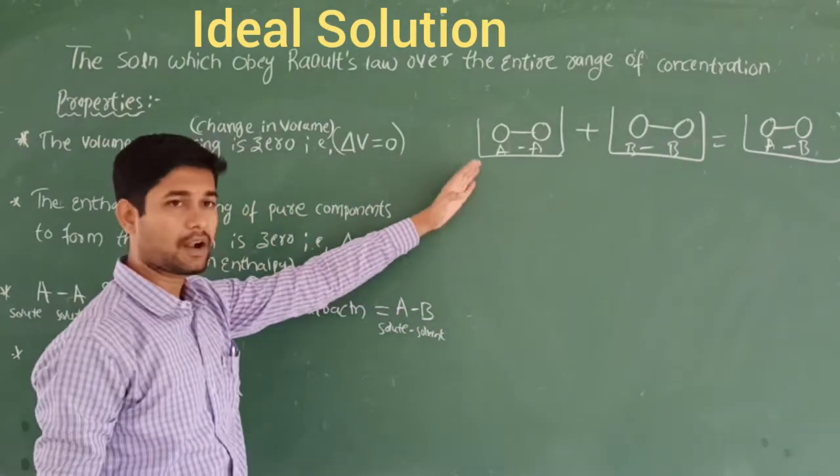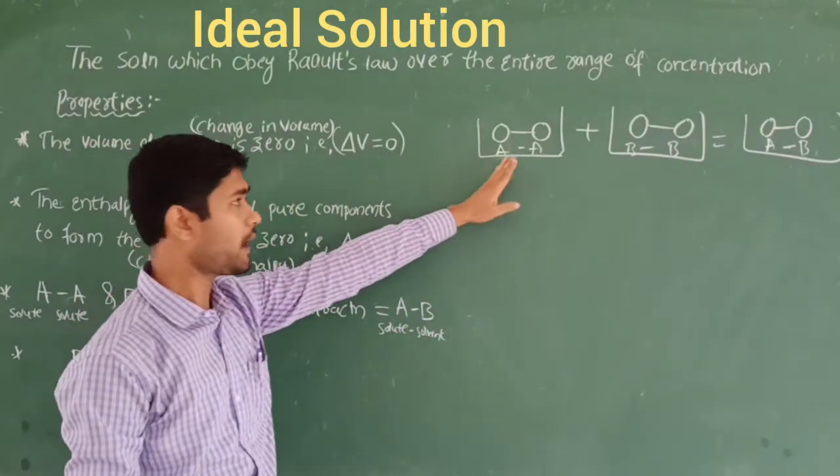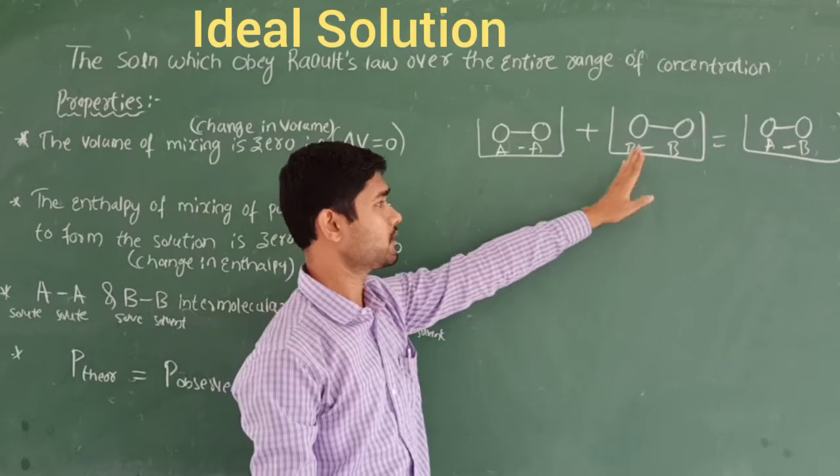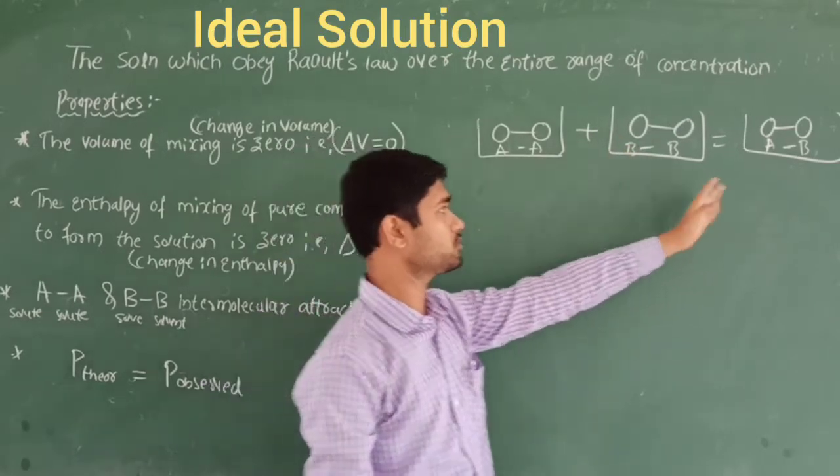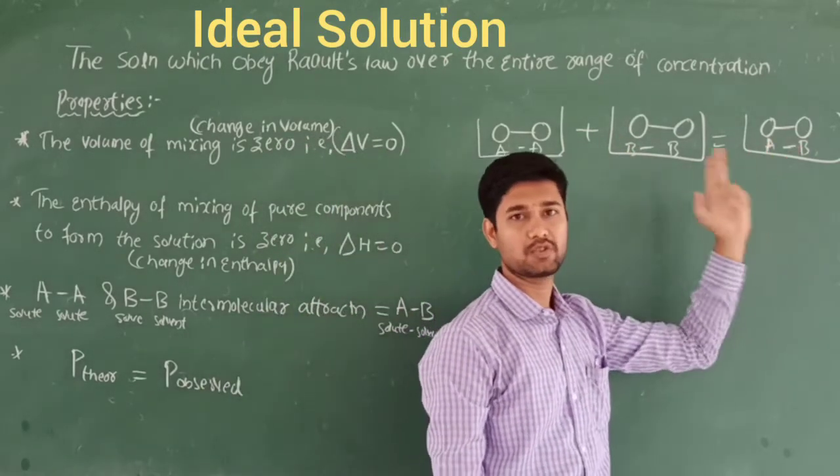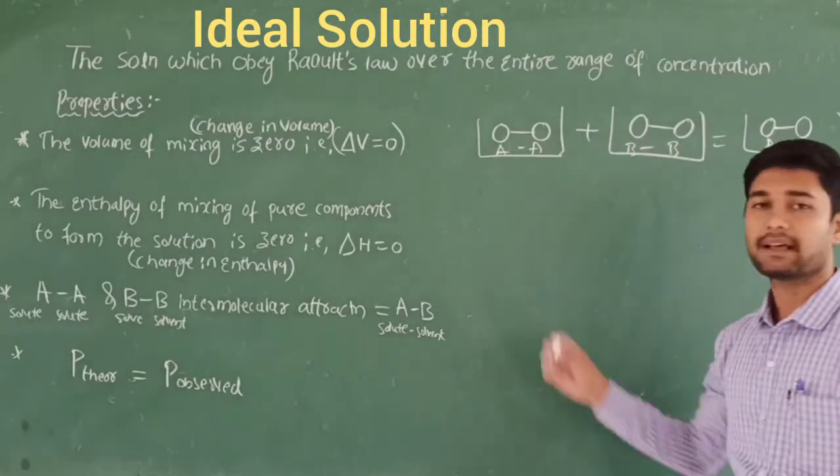So the intermolecular attractions of the solute and the intermolecular attractions of the solvent must be equal to the intermolecular attraction of the solution. So that is called the ideal solution.